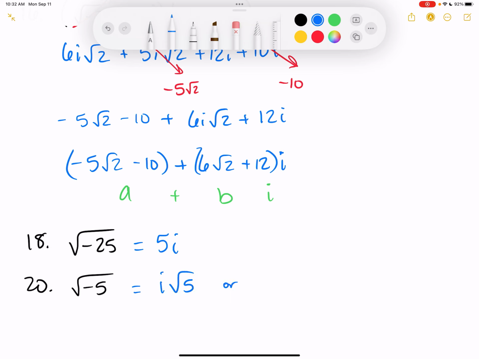I prefer it written this way, but technically in standard form the i goes at the end, so square root of 5 and then i. Just make sure it's very distinct, if you write it this way, that the i is not under the radical.